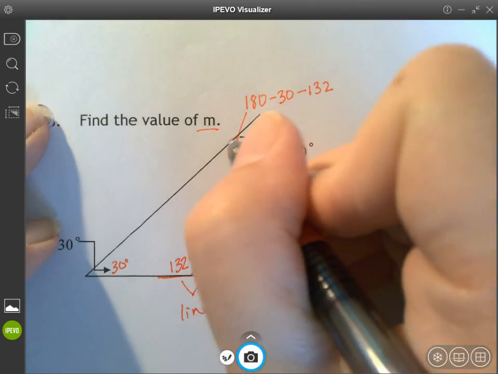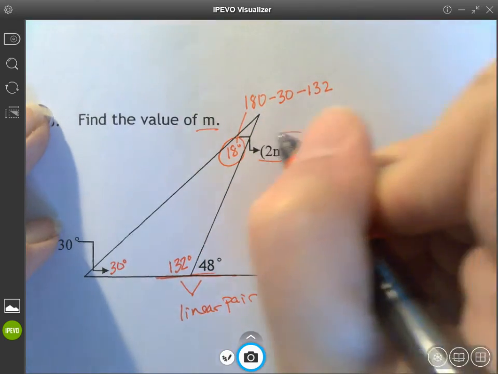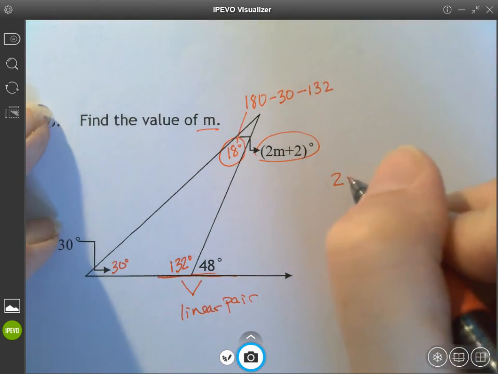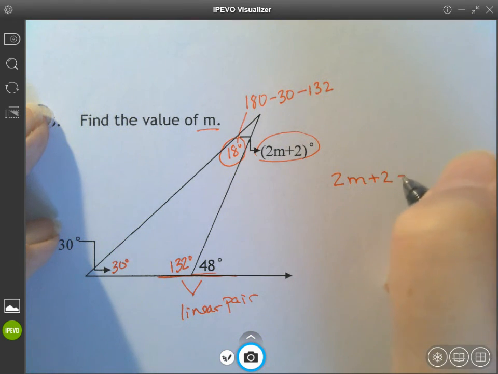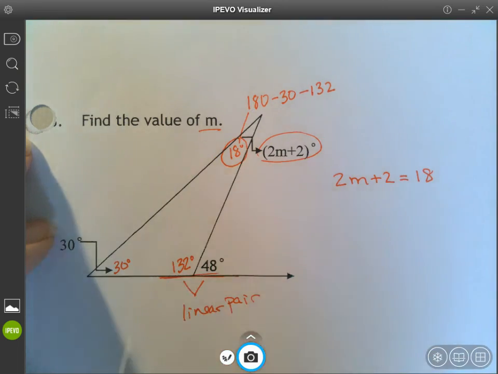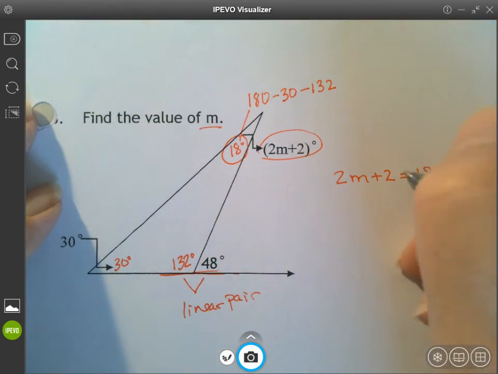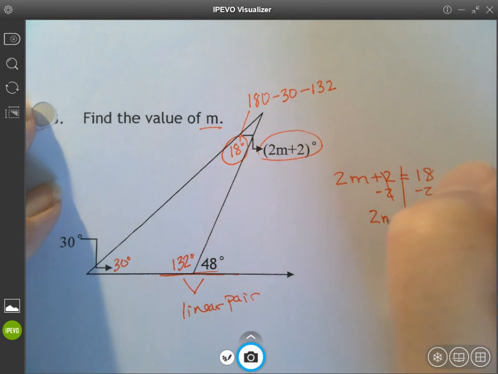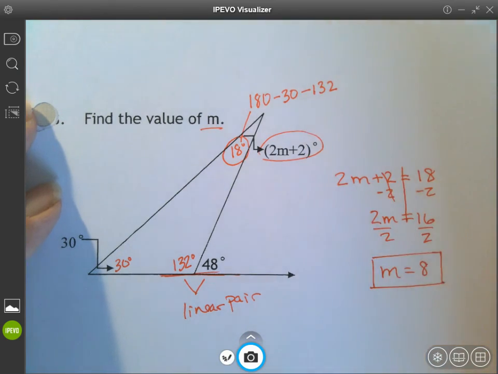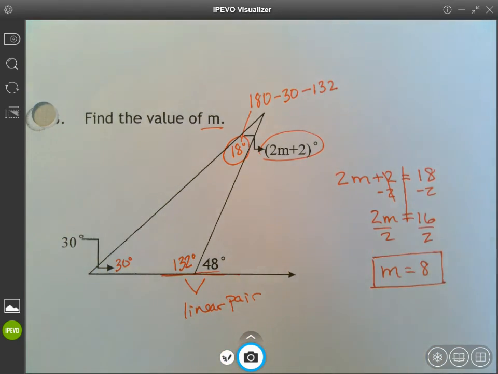But if I know this angle is 18, then that must equal 2M plus 2. So we have to do a little algebra here. So all three angles add up to 180. I figured since I know this is 18, I'm going to set it equal, cross the line, change the sign. So I get 2M equals 16. Divide both sides by 2. We get M equals 8. So sometimes we do have a little algebra involved in it.